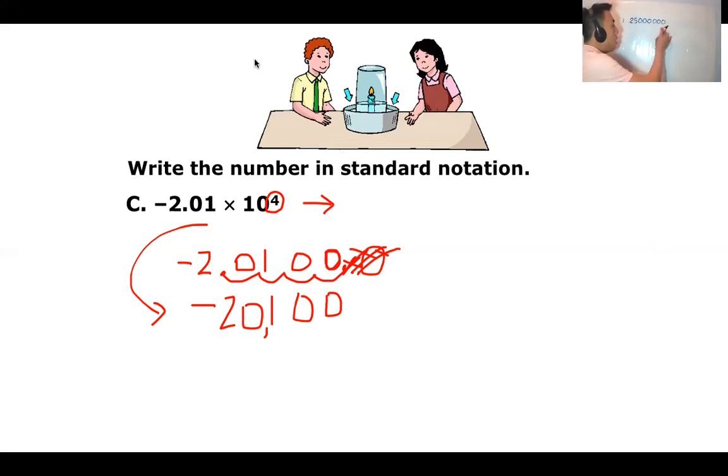Okay, so we need to know first what is N and what is A. Okay, so first is what is N. Since we have 25,000,000, we need to find the number that is in between 1 and 10. What is that number? Is it 25? It's not 25. It must be 2.5. Okay, now, but how many decimal points? Okay, so we need to count from this one, since this is a whole number, so the decimal point is at the end of the number. Okay, so we will count the spaces. 1, 2, 3, 4, 5, 6, 7. So we have 7. Okay, so we have 7 decimal points.